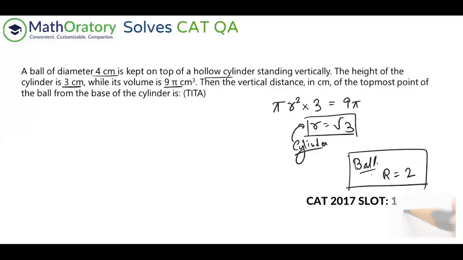Okay, then the vertical distance in centimeter of the topmost point of the ball from the base of the cylinder. Okay, so the volume doesn't matter that much. So what I'll do is I'll just consider the cross section of the cylinder. I'll just consider the rectangle here, something like this. That will be the vertical cross section of the cylinder, and also a cross section of the ball. Now the ball will not be like a semicircle on it. Please understand that.